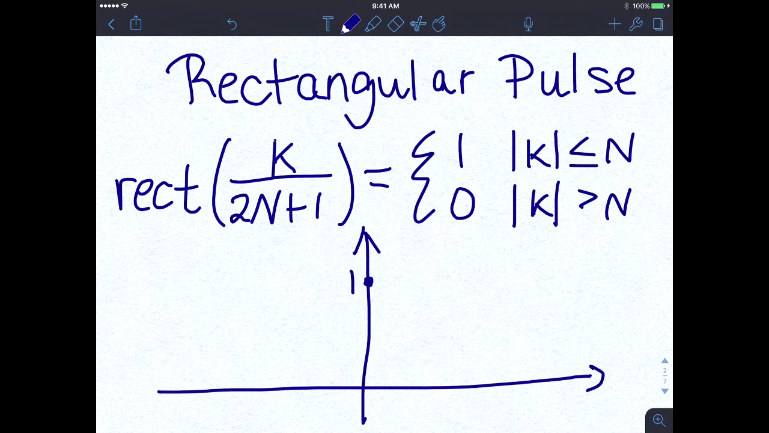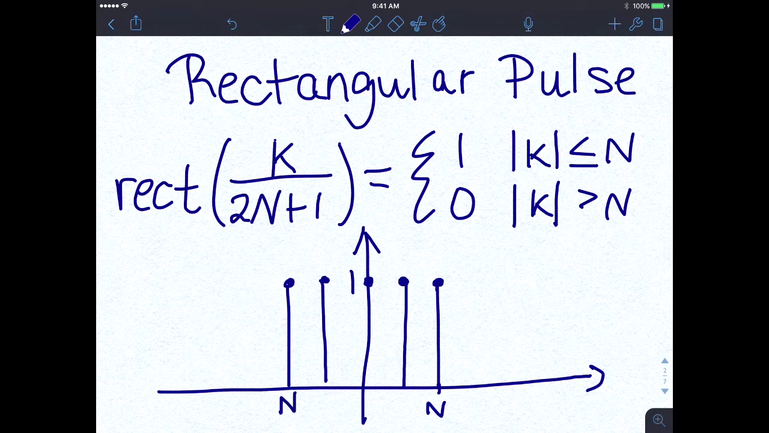So this is a basic plot for a rectangular pulse. It depends primarily on n. So if we say that n is right here, and we say that negative n is right here, and everywhere else is 0, only within the width of the pulse does the rect function equal 1.